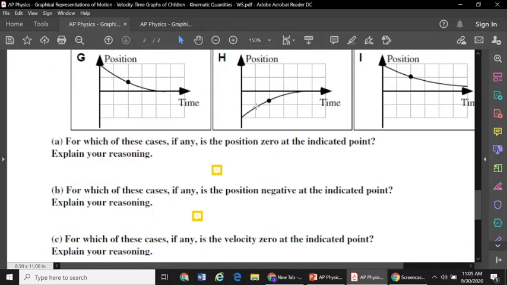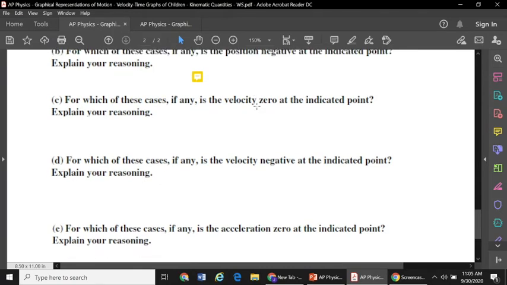Now, as you can see here, we started easy and now we're going a little more difficult. The next 2 questions, C and D, are asking you about the velocity. Remember, this is a position versus time graph. I'd like you to take a minute to look at these 2 questions. And I know I just said a minute, that's a figure of speech. To get the answer and to explain your reasoning, let's say, I'd like you to take 3 or 4 minutes. Pause this video, take a look at C and D. For which of these cases, if any, is the velocity 0 at the indicated point? And then for D, is it negative at any of the indicated points? Explain it. And when you hit play, we'll go over it.